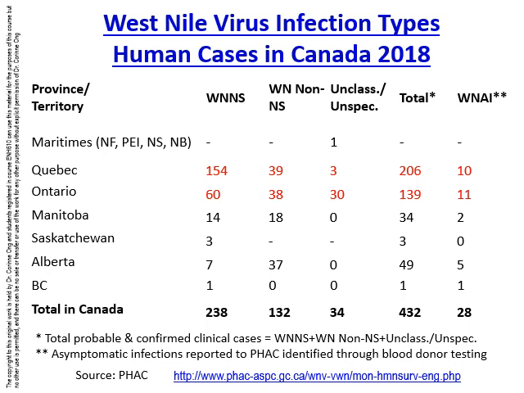When we look at the different types of West Nile virus infections reported, we can see that more than half of the cases had the non-neurological or milder form of the disease, and just under a third had the most serious neurological form.